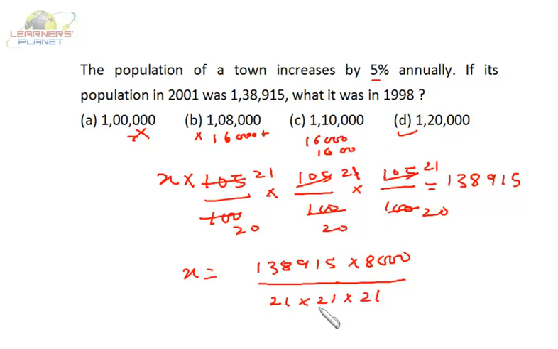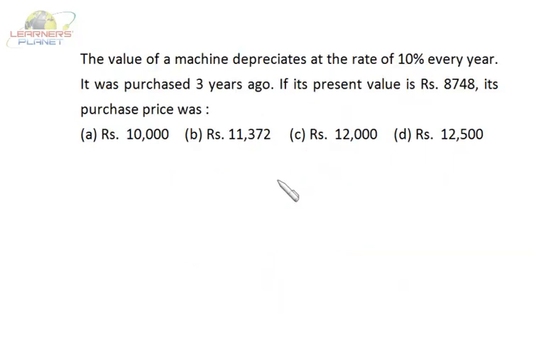Okay, let's take the next question. In this case, the value of a machine depreciates at the rate of 10% every year. It was purchased 3 years ago. If its present value is this, then what was its purchase price? That means we have to find out the value before 3 years. So let it be X.